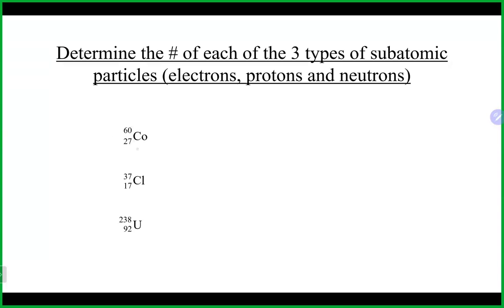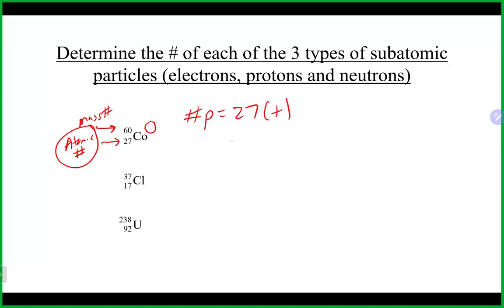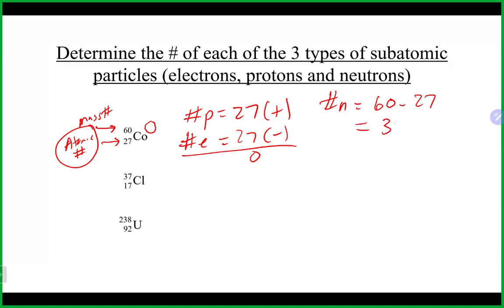Once again, when we look at this one, Co, which is cobalt, the top number is going to be our mass number and the bottom number is going to be our atomic number. One thing we know is that it is neutral because there's nothing written there. If it did have a charge, that's where you would see it. So we can start with our atomic number, which tells us the number of protons, which should be 27. Because it is neutral, it has to have an equal number of negatively charged particles, our electrons. 27 positives and 27 negatives give you no charge overall. For our number of neutrons, we take our mass number, the top number, and subtract our atomic number, the bottom number, and it looks like maybe 33. Any questions on that one?